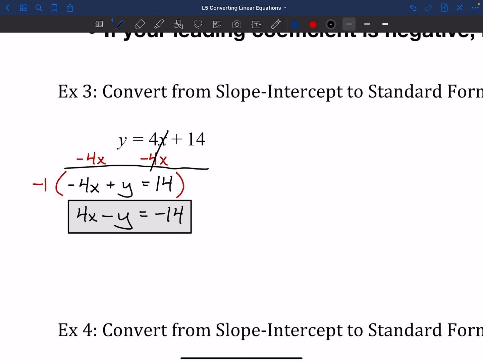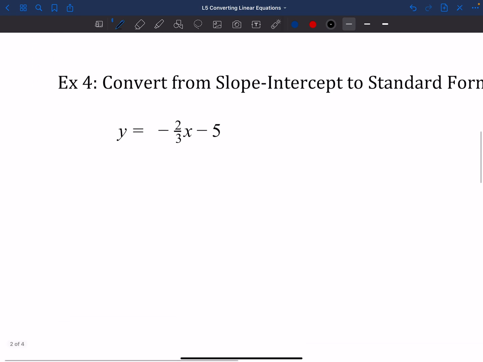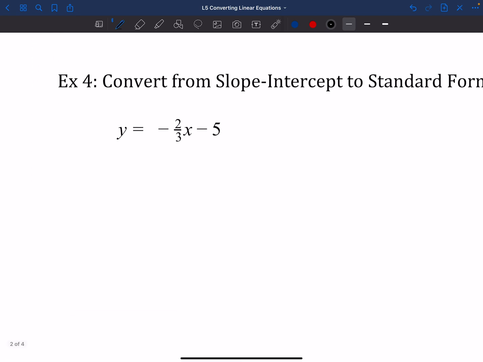All right, that leading coefficient is positive. X's and y's are together. It equals just a number on the other side, and we're good to go. All right, let's try another one out. Ew, fractions already? Why would I do this to you? So, again, first things first is I'm going to move all my x's to be on the same side as the y's. So I have -2/3 x. I'm going to add 2/3 x to move that on over.